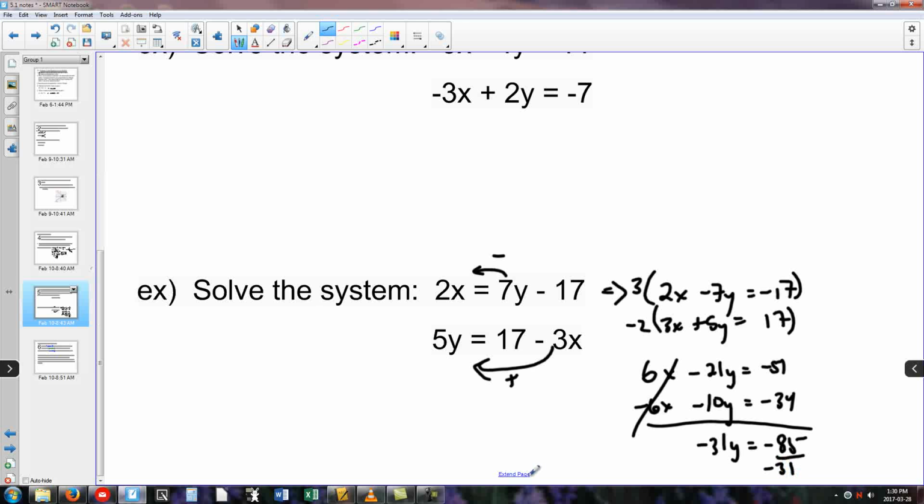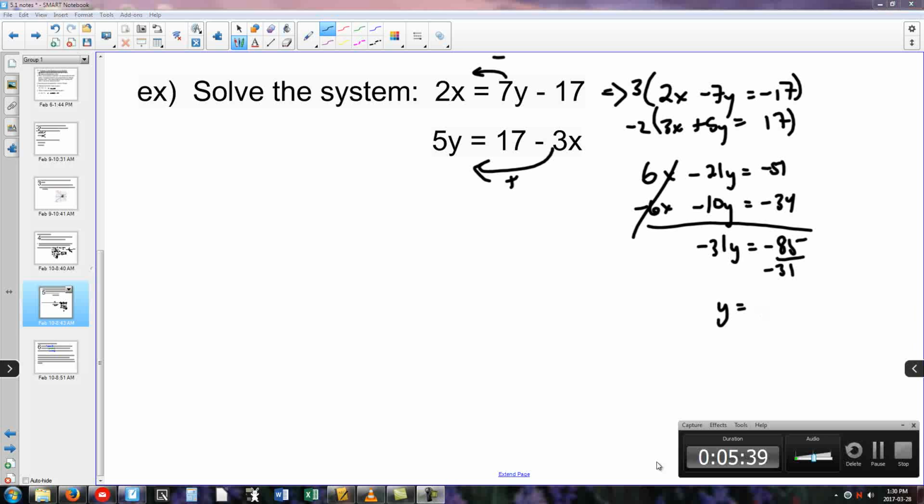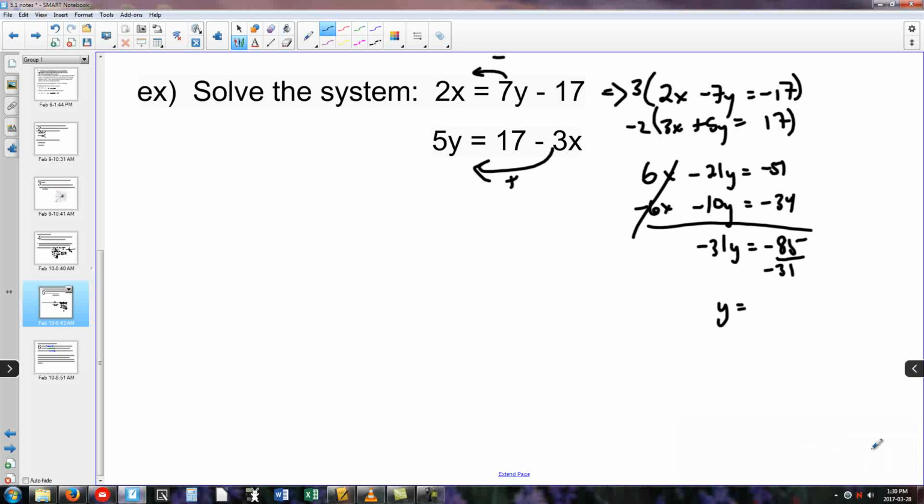Now this is going to come out as a really weird decimal. And I'm going to stop here because we would just plug that decimal in to solve for x. If we keep going, that y value would just come out of my calculator and I'd plug it back in to find x, and I'd be done.